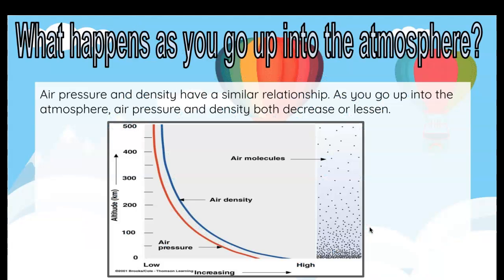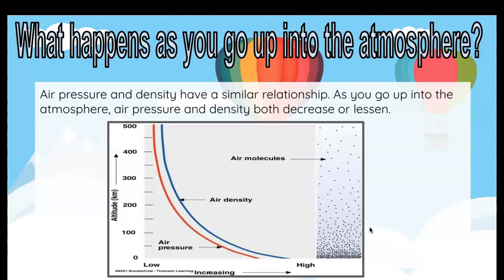So this slide says what happens as you go up in the atmosphere. We already learned about temperature and what happens as you go up in each layer of the atmosphere as far as temperature goes. We know that in the troposphere it gets colder as you go up. In the stratosphere it gets warmer. Mesosphere gets colder. Thermosphere gets warmer. But now we want to know what happens to air pressure and density as we go up in the atmosphere.